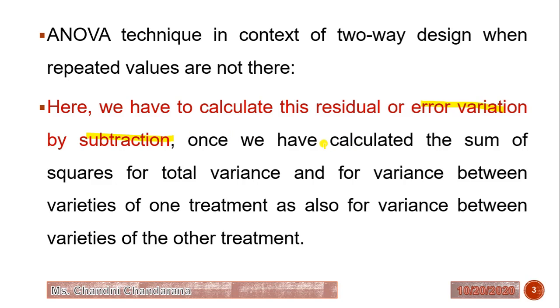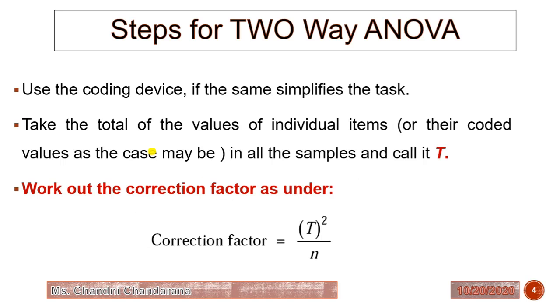We do this once we have calculated the sum of squares for total variance and for variance between the varieties of one treatment, as also for variance between the varieties of the other treatment. After that we can calculate the residual, or error variation, by subtraction. Now we will see the steps for two-way ANOVA.